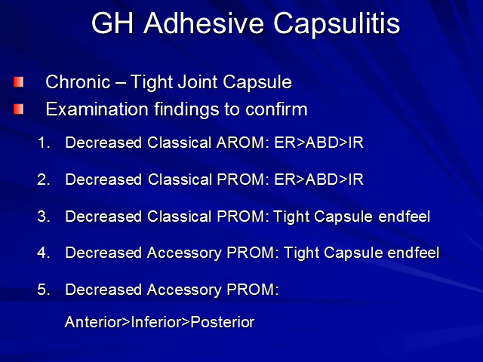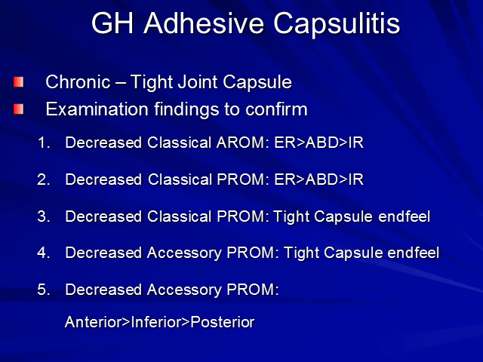So even though it says adhesive capsulitis at the top, I think you should think of this as the exact same findings for a tight joint capsule. So this is your capsular pattern. We always look at these 5 examination findings to confirm. Alright, so we're not naming the steps necessarily, we're naming the findings. Alright, it's always these 5 things.